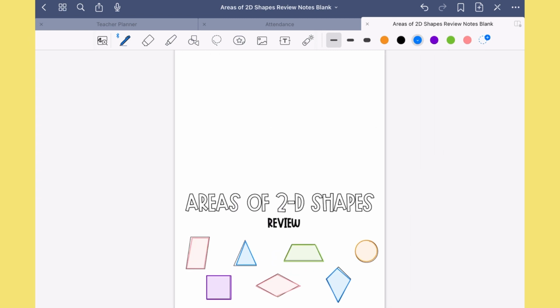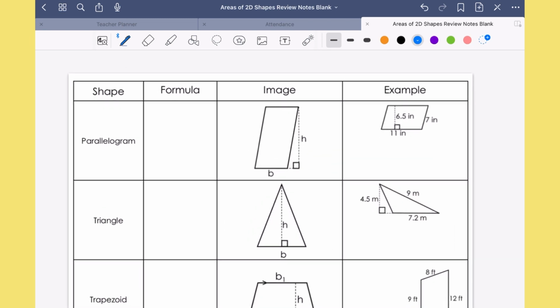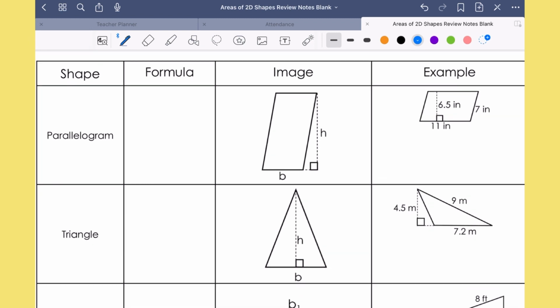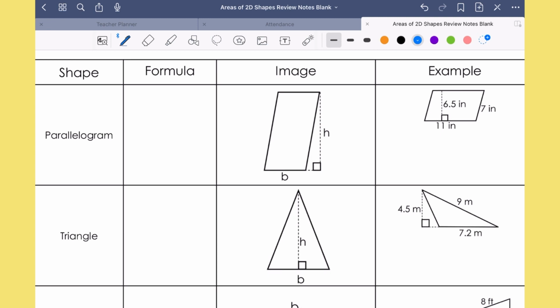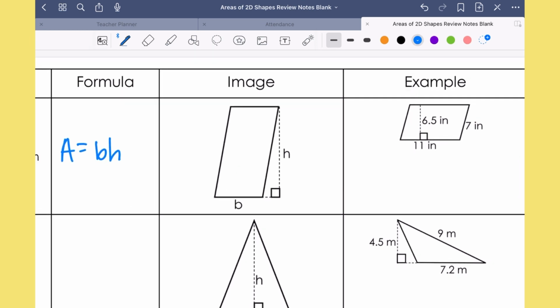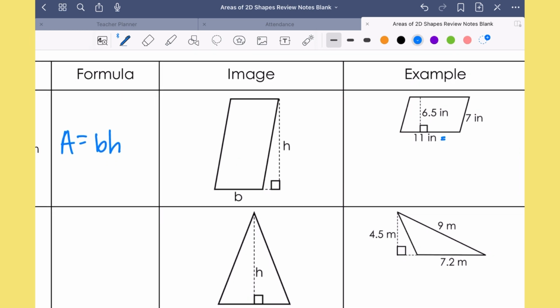Okay. Let's get started. So it's going to go by quick because these are just formulas where you just plug in what you need. So we're going to start with a parallelogram. The area of a parallelogram is area equals base times height. And that's it, base times height. So if you look at our picture, here's an image and then we have an example. So here we have the base, which is 11. So this is the base. And our height is this right here, the 6.5. So this is your height.